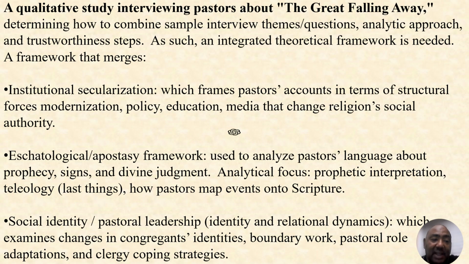When it came down to me finding a framework for my study on the Great Falling Away, my dissertation, I had to come up with an integrated theoretical framework, which included an institutional secularization, eschatological apostasy framework, and a social identity framework that helps pastoral leadership dynamics, changes in congregants' identities, boundary work, pastoral role adaptation, and clergy coping strategies all come together to find a logical reason or a fundamental reason to the question about why it is not known why this great falling away has taken place.